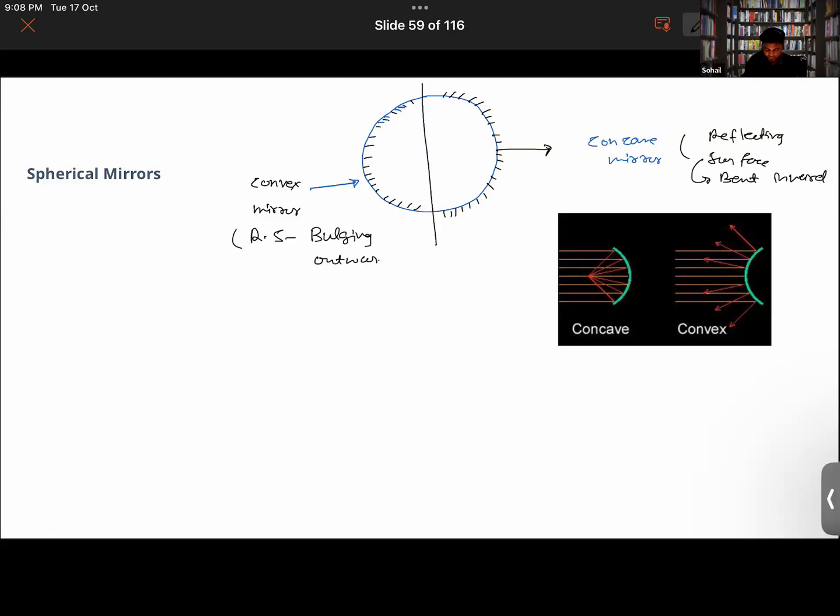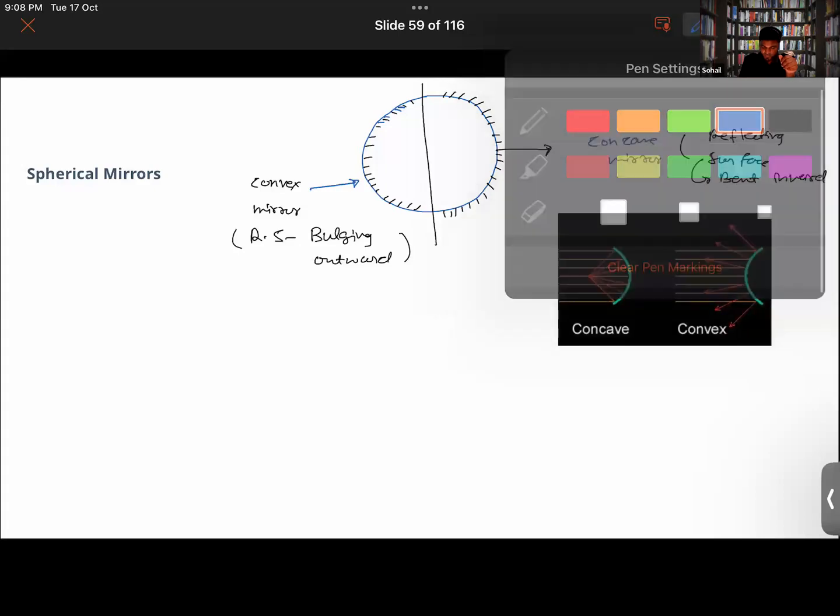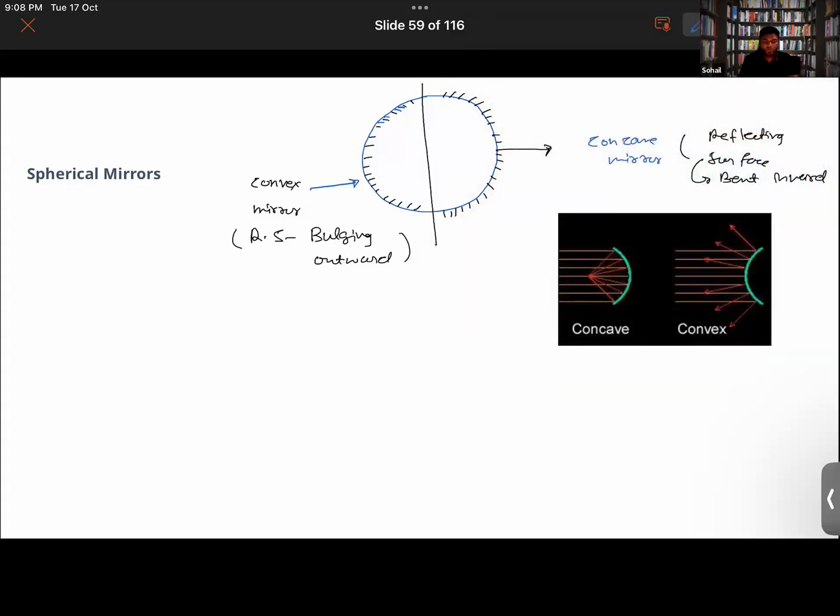Meaning of the words are clear now. What does bulge mean? What does bulging mean? All right. So that is it about the two types of mirror. That is the concave mirror, and then you have the convex mirror. I'm not writing the definitions. You will have to write the definition in your own words.